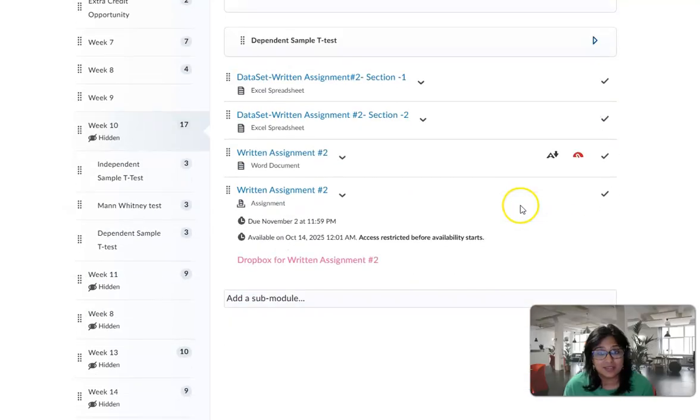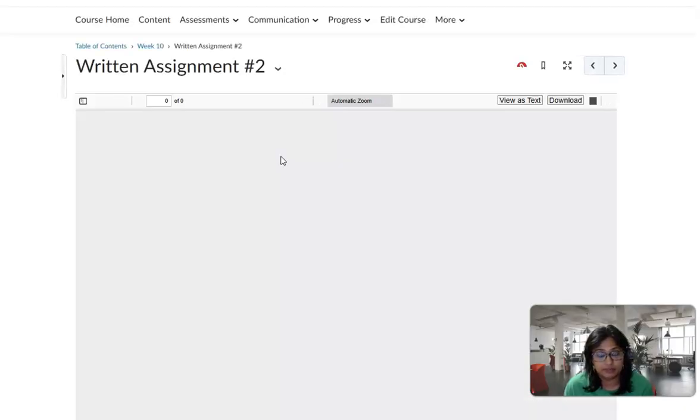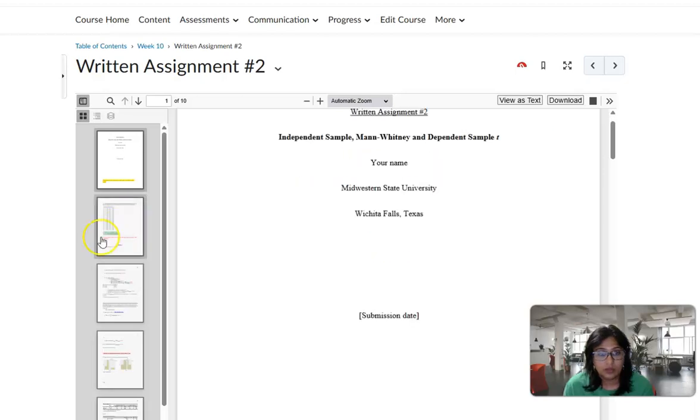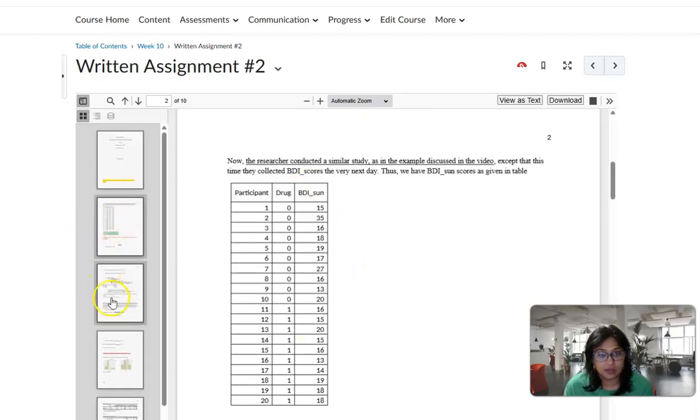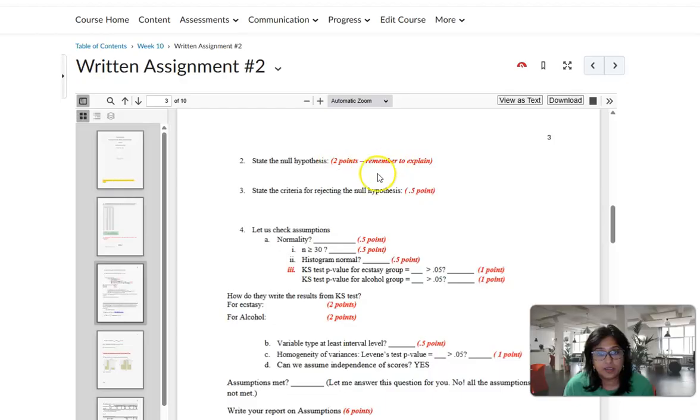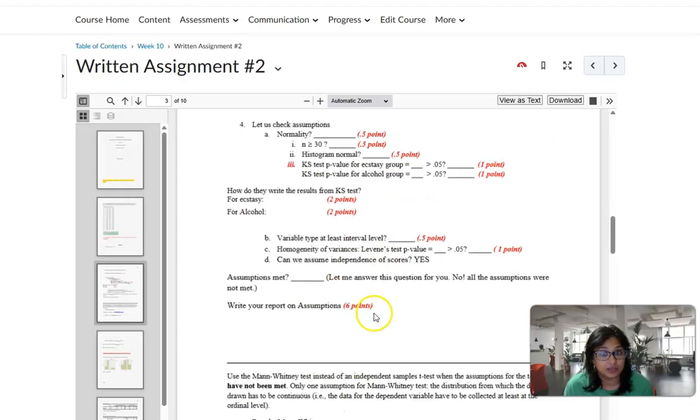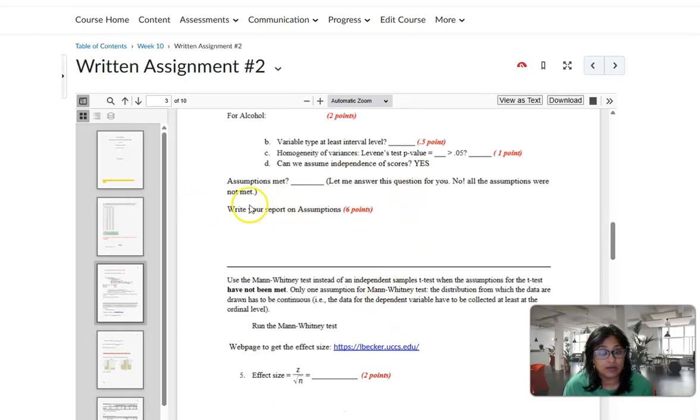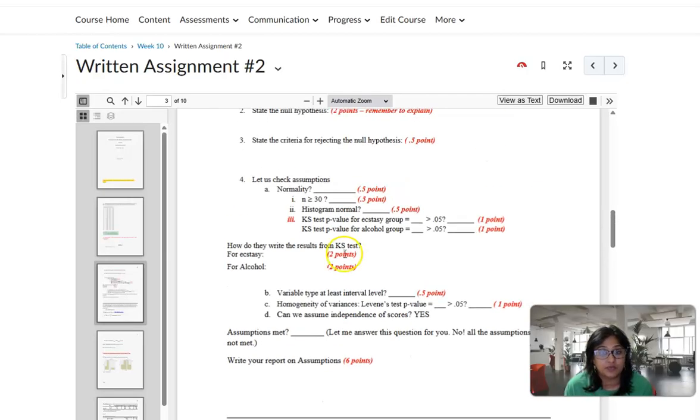So what is the assignment? Here are your data sets for the assignment, but the assignment is this. When you open up your written assignment, you're going to see the data set, and here is where you're going to write your answers, right? Write and report on assumptions. Remember, I already gave you the script, and now you have to analyze it.